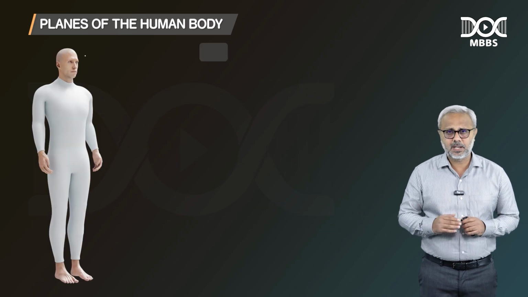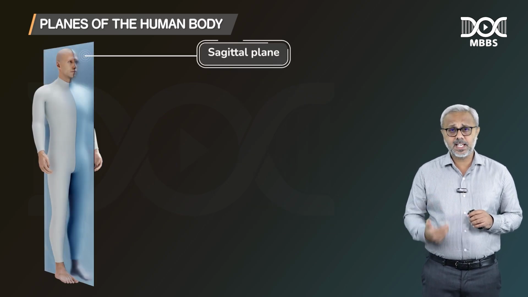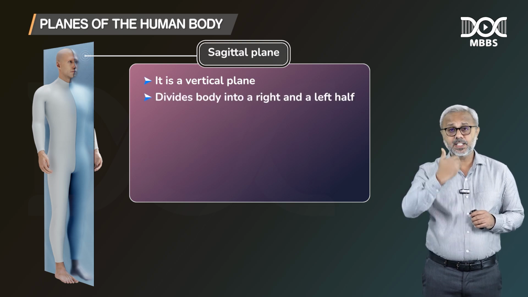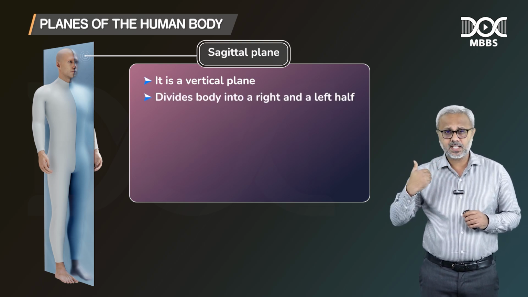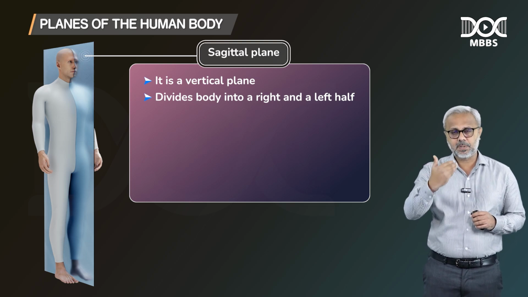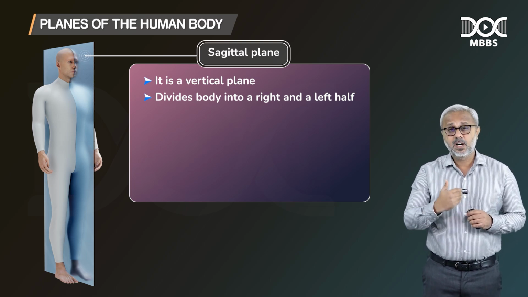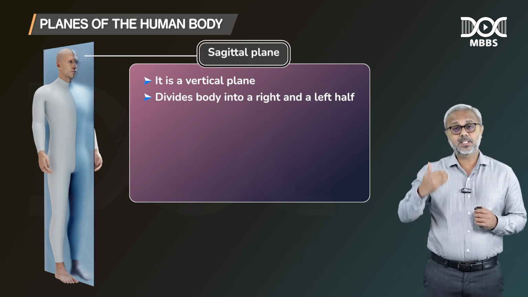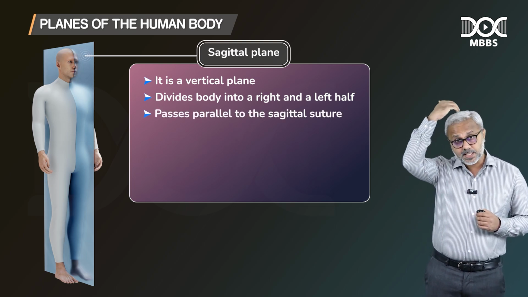What is a sagittal plane? Sagittal plane is any vertical plane that passes through the body, dividing the body into a right and a left half. Are we clear? So this is any vertical plane that will divide the body into right half and left half. Why is it called a sagittal plane? Because this passes parallel to the sagittal suture.